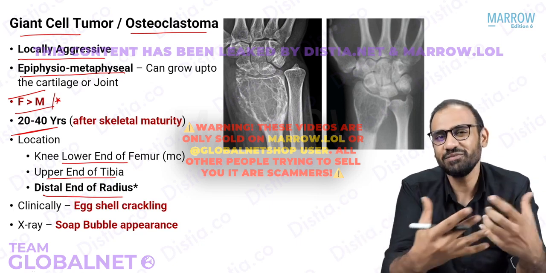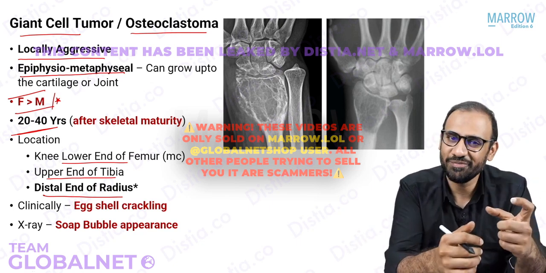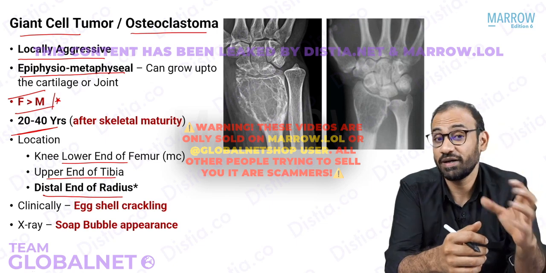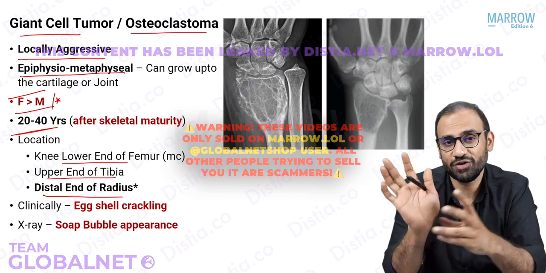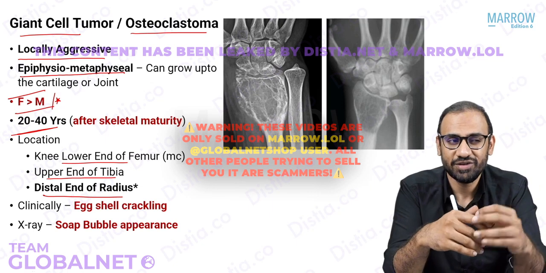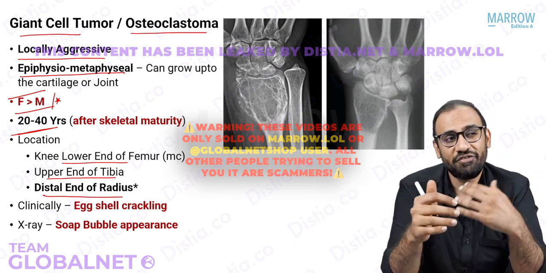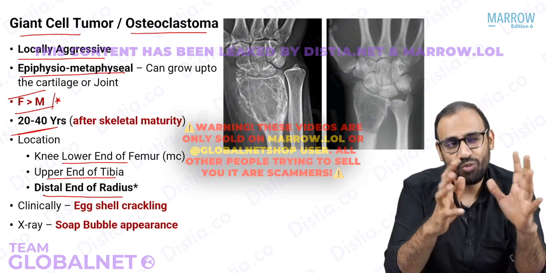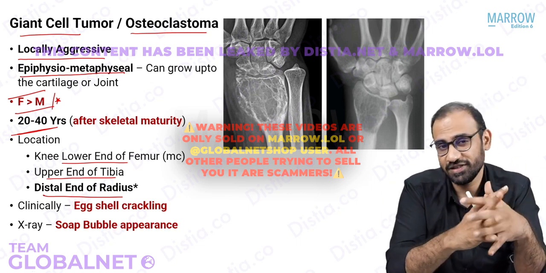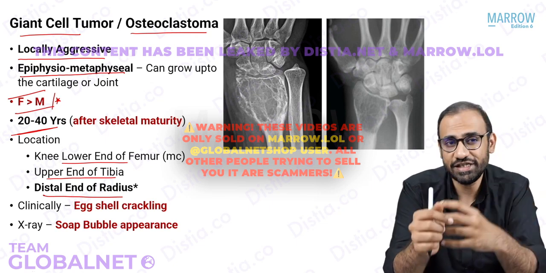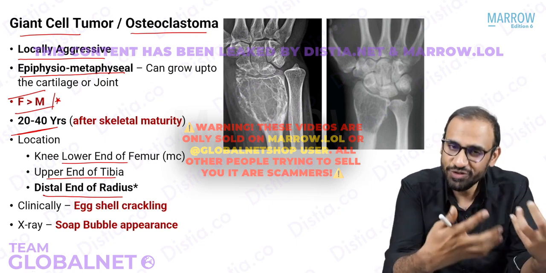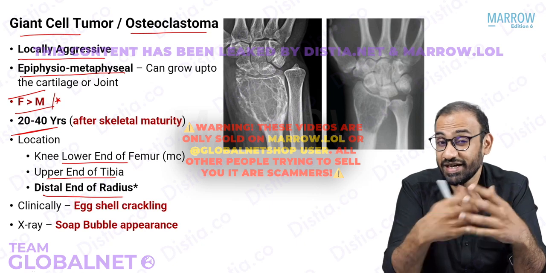Sometimes there are classical presentations that you can pick up on exam just by knowing what they are expecting of you. For example, if they show you an X-ray of the wrist of a child, you know that they are trying to show you rickets. For example, they'll show you a fracture of the distal end of the radius. Most of the times, they're trying to show you Colles fracture. Similarly, if they show you a lesion at the distal end of the radius, most of the times they're showing you giant cell tumor. That's how classical it is.